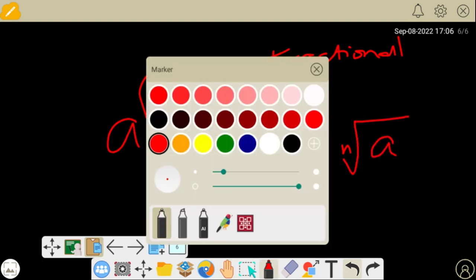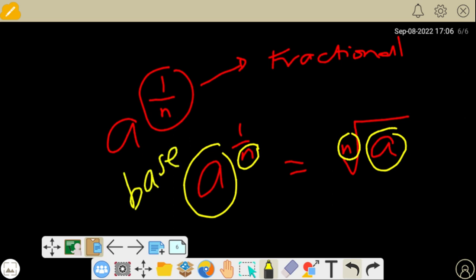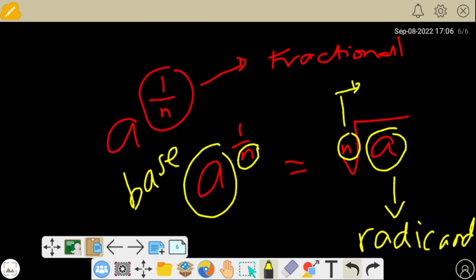That means your n is the index of the radical. And this is your radicand, the term, the base, I mean. Here is the base, and this one is your radicand. This is the index, and this right here is the radical symbol.